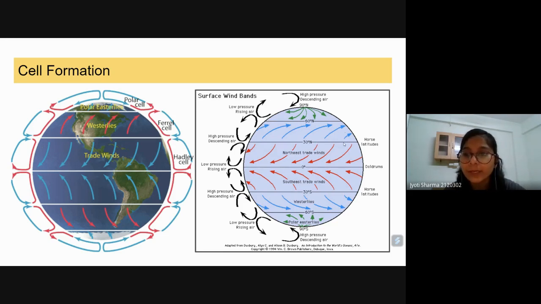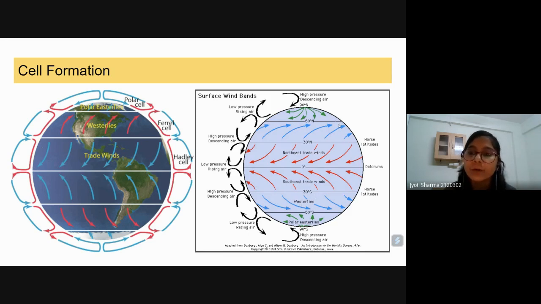We also know that here is the high pressure zone and here is a low pressure zone. So air will move from high to low and it will deflect to the right side. So this will move in this direction. These are the westerlies. Same here, these are the westerlies.